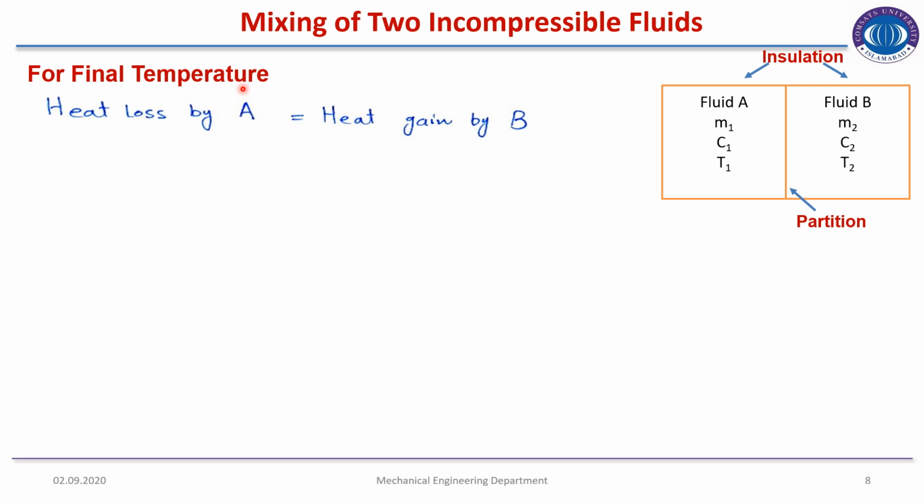So for final temperature, here we are using the law of conservation of heat. So heat lost by A is equal to heat gained by B.